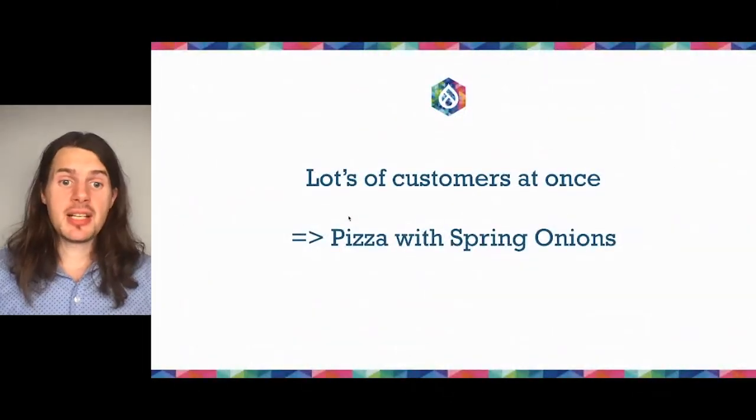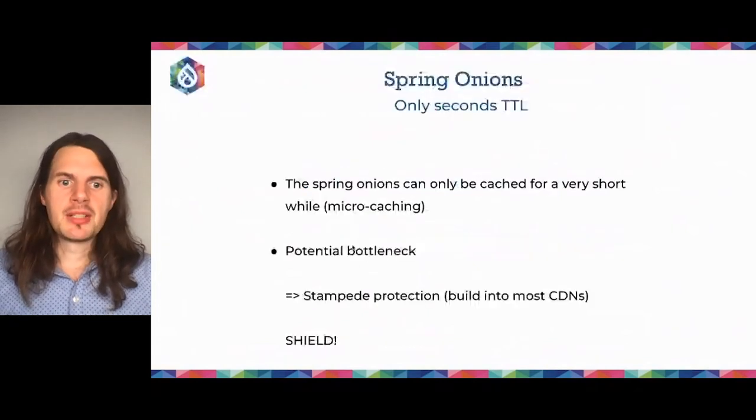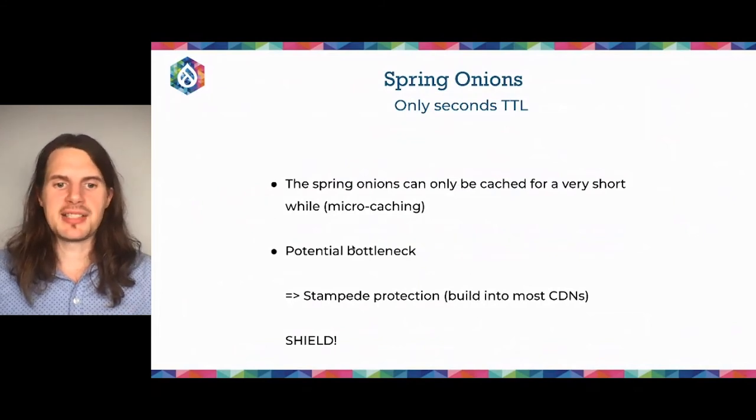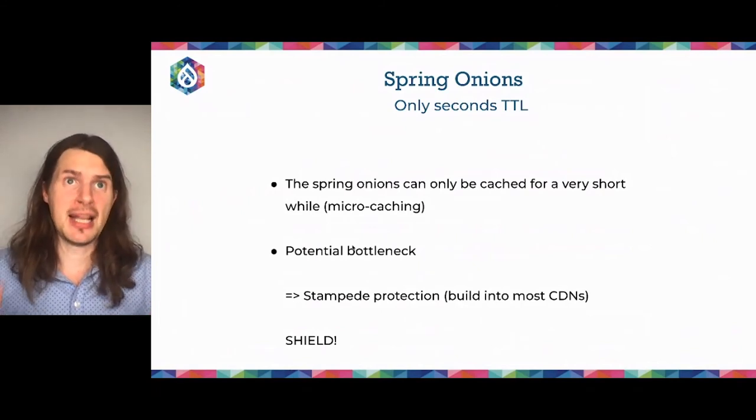One use case is we want to have a pizza with spring onions, but spring onions you really shouldn't keep. You always should make them fresh. Rule of thumb. So we can only cache them for a very short time. That's micro caching. That could be a potential bottleneck, and that's essentially stampede protection. So even if you can cache something only for 10 seconds, do it.